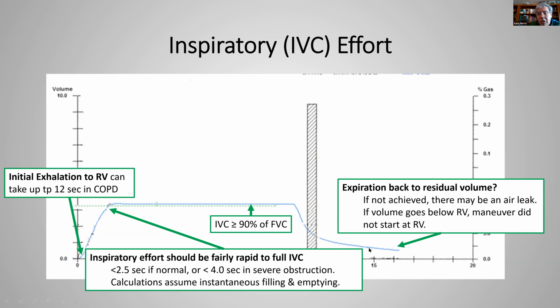When they expire, you need to make sure that that line comes back to the RV level, that they've completely expired. If they don't, that could be a sign that there's an air leak going on. By the same token, if it goes below the line here, that means that they didn't start at RV, which decreases the alveolar volume and diffusion.